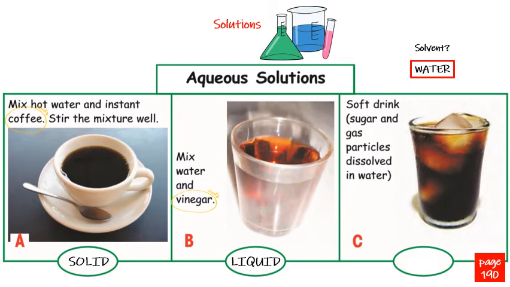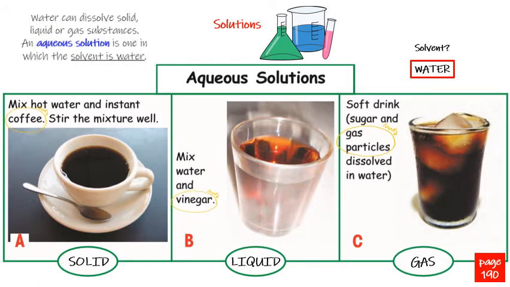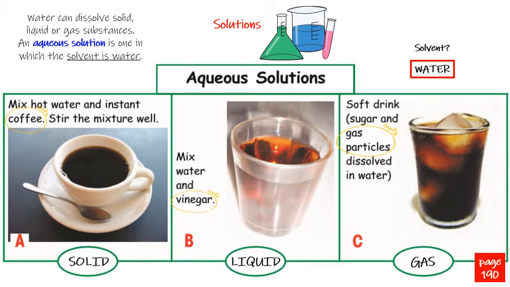Solution C, which is a soft drink. Okay? In a soft drink, sugar and gas particles are dissolved in water. Let's talk about the gas particles. What is the state of matter of the gas particles? Are they solid, liquid, or gas? Gas, that's right. So we can see that substances in a solid state, liquid state, and gas state can be dissolved in water.